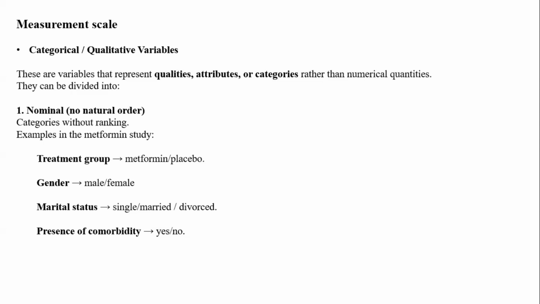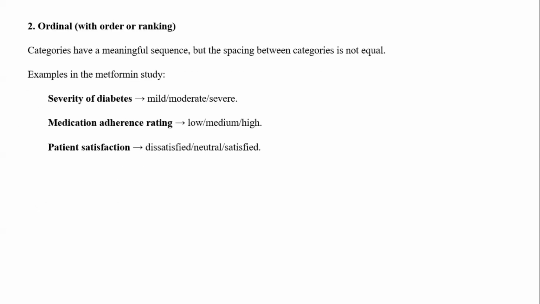Also, you have the presence of comorbidity, yes or no. All of these fall under the nominal, that is, categories without ranking, either male or female; no ranking is required in nominal. Let's go to ordinal. In ordinal, you have to provide an order or a ranking. That means that categories have meaningful sequences, but the spacing between categories is not equal.